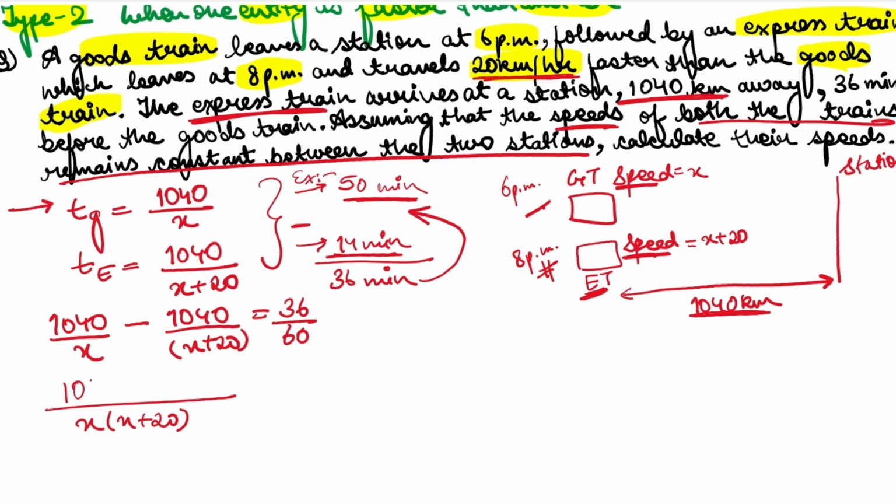So here you have 1040 times x plus 20, and then minus 1040 x is equal to, so you'll cancel this out, 6 times and then 10 times, 3 times and then 5 times, so you get 3 by 5. Okay, fine.